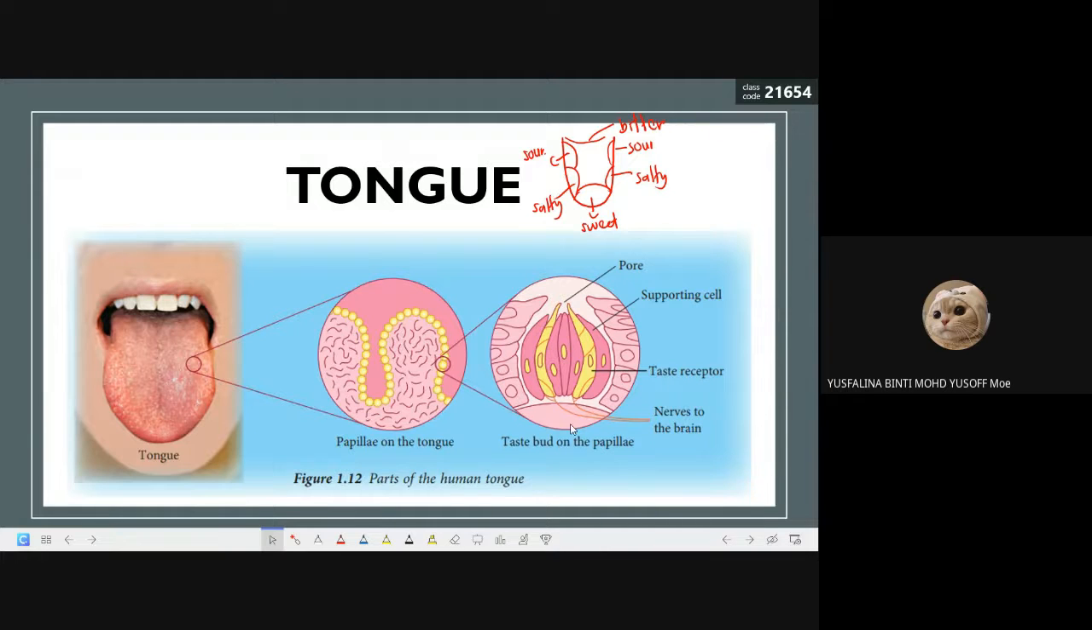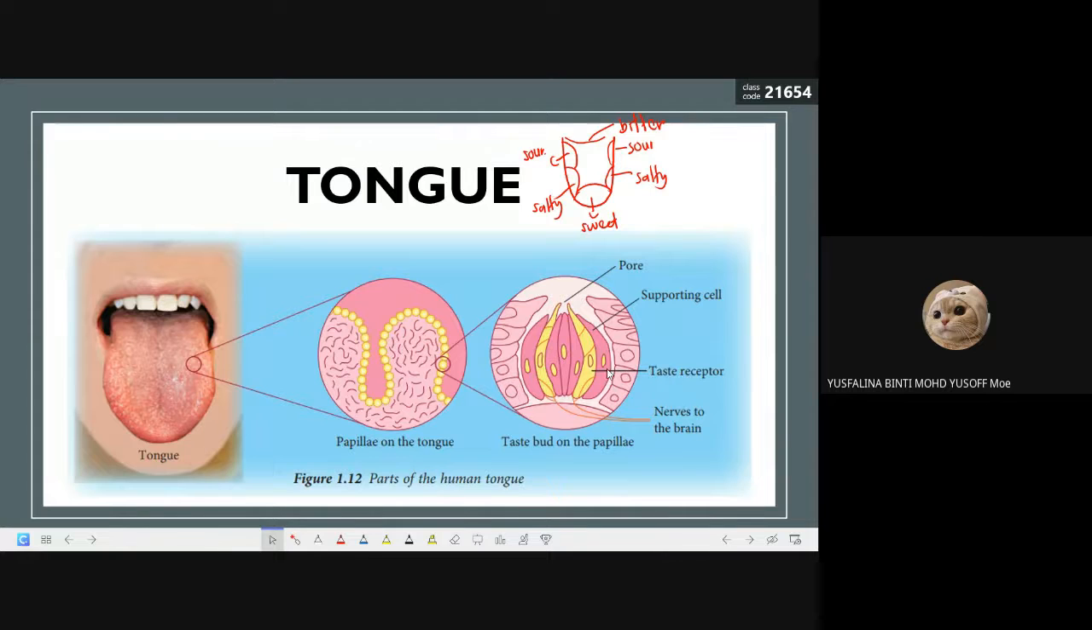Then you can see, when I make it bigger, this is the pore. This is the pore where, when you eat something, of course you have saliva. The food will dissolve in the saliva, and this saliva goes to the pore here. So the pore is actually the opening.